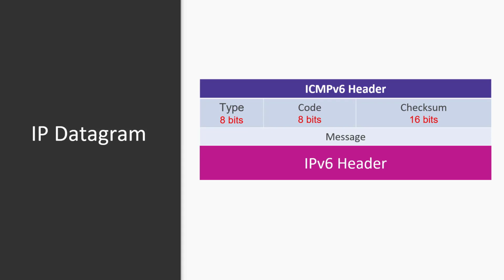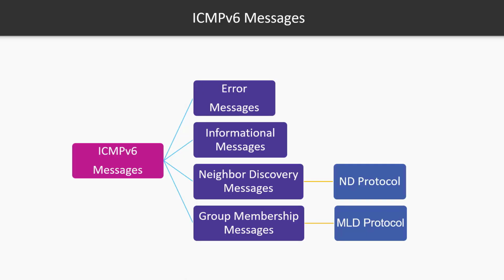ICMPv6 messages are encapsulated with IPv6 datagram packets, as shown here on the screen. The IPv6 packet will have the IPv6 header plus the IPv6 payload, and the payload includes the ICMP version 6 message. The ICMP version 6 message has the ICMP version 6 header, which has the type, code, and checksum plus the message. The type of messages supported by ICMP version 6 are error messages, informational messages, neighbor discovery messages, and group membership messages. So let's start here by the error messages.